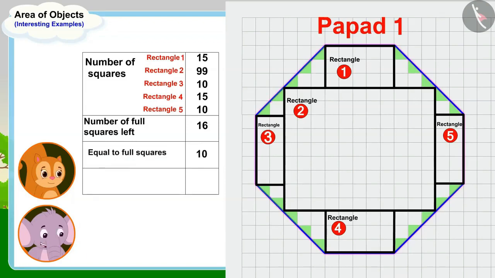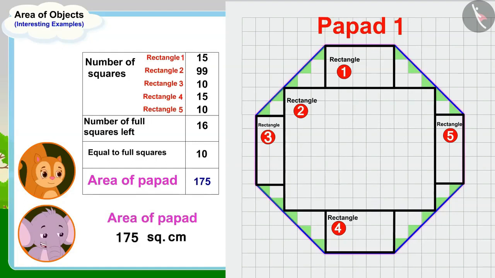Now this is very easy. To find the area of this popper, we just have to add the numbers of all these squares. Look, Chanda, there are 175 squares in total in the area of this popper. In other words, the area of this popper is 175 square centimeters. Apoo explained to Chanda.